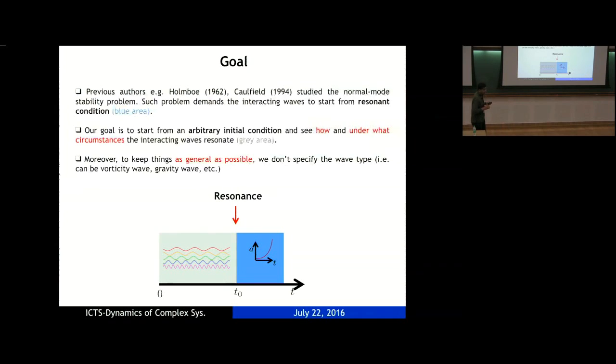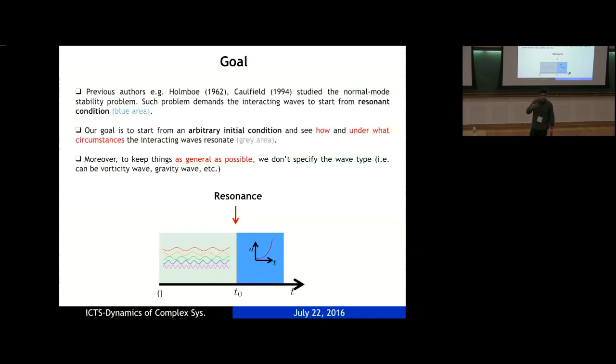I just start with any initial condition, and from that I see whether any two waves lock in phase and resonate. If there is some existing literature, they start from here. I'm starting where the two waves are actually interacting, and they may or may not lock in phase. I have no a priori information that they are going to lock in phase. Whatever happens after t0 is a hypothesis that might lock in phase, but we will see eventually what happens.